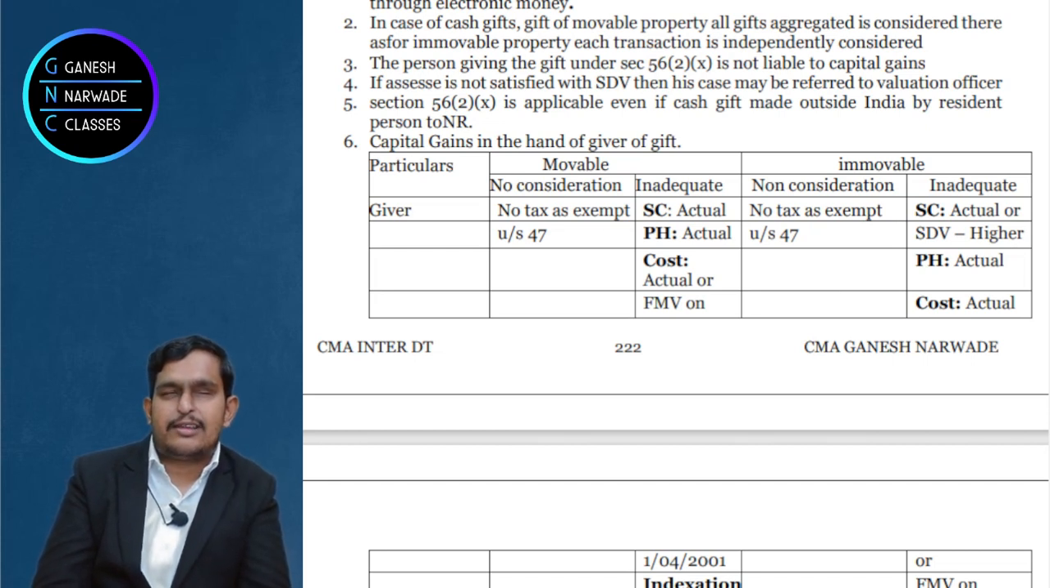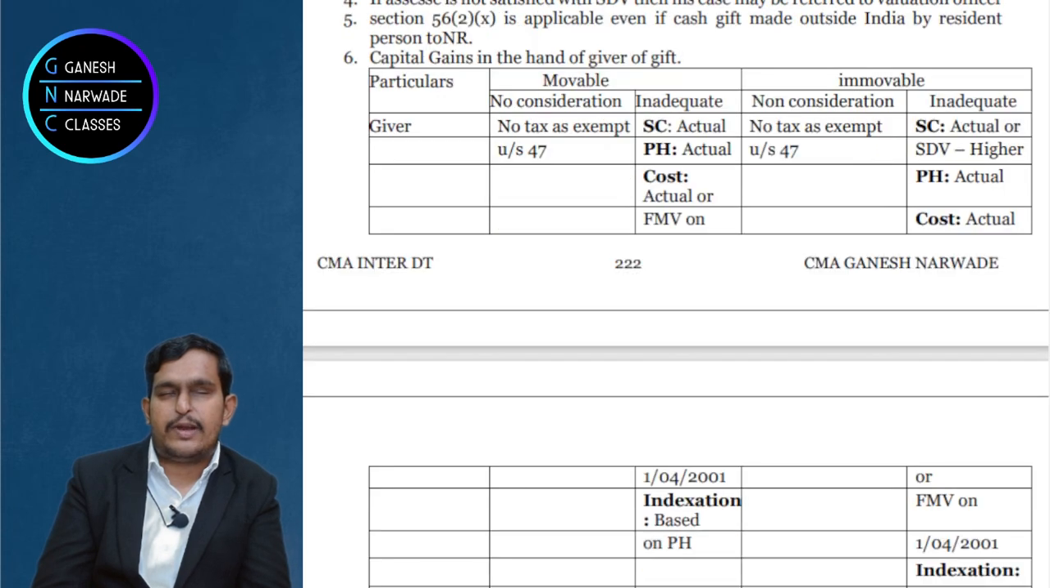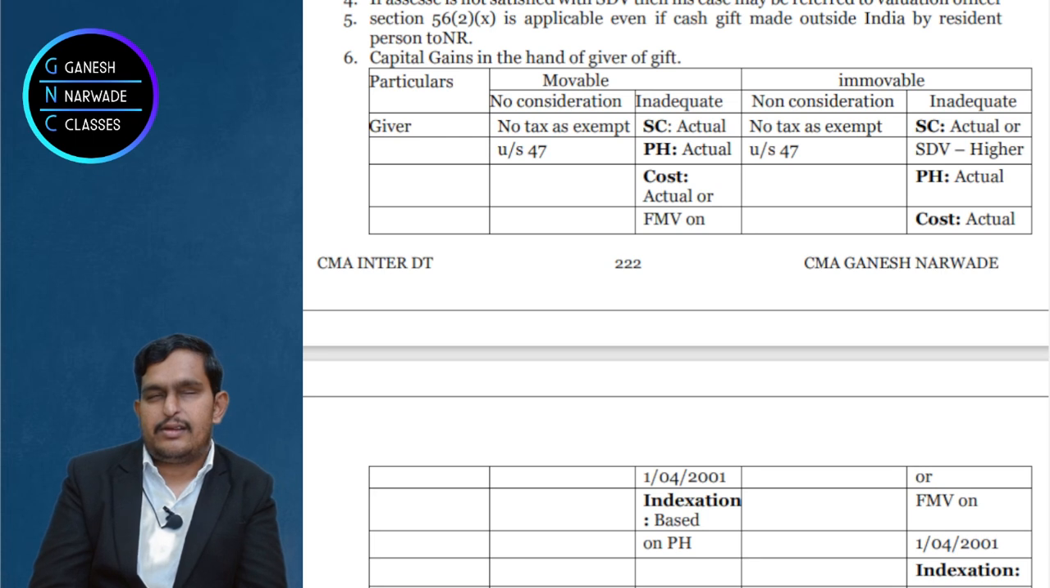And the capital gain is computed. This is it for movable property. Simply take sale consideration minus transfer expenses, net sale consideration, cost of acquisition or indexed cost based on the situation, and decide the capital gain. But what about immovable property?